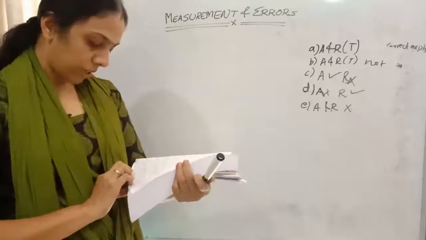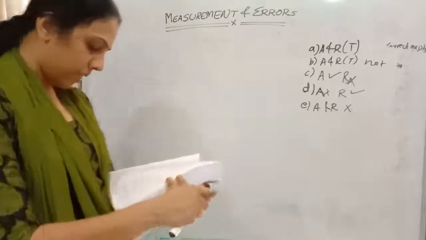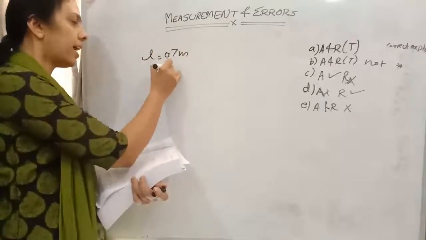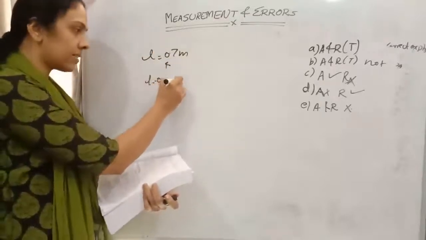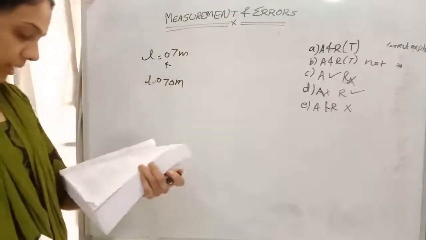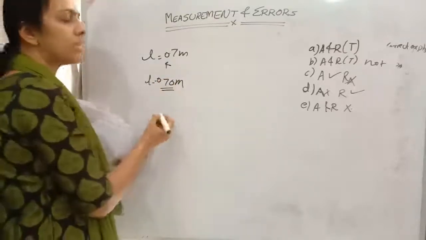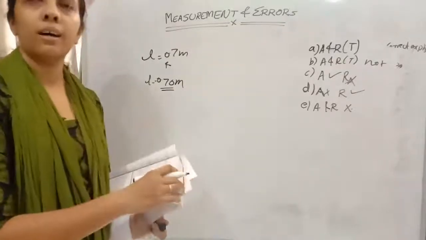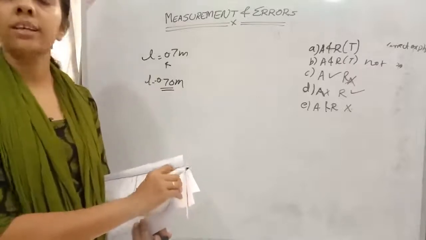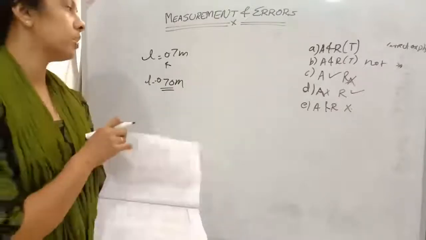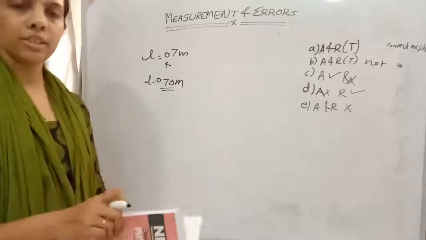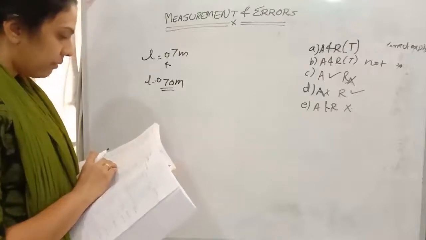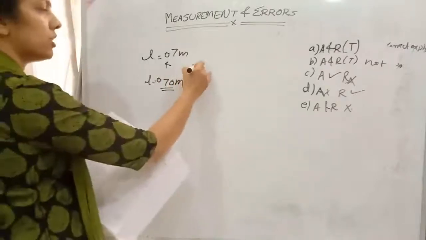Then out of two measurements, L equals 0.7 meter and L equals 0.70 meter, the second one is more accurate. This is more accurate because as the resolution increases, or the least count decreases, the accuracy also increases. So it's more accurate, as it is given. So the assertion is true. And now we will go for the reason.